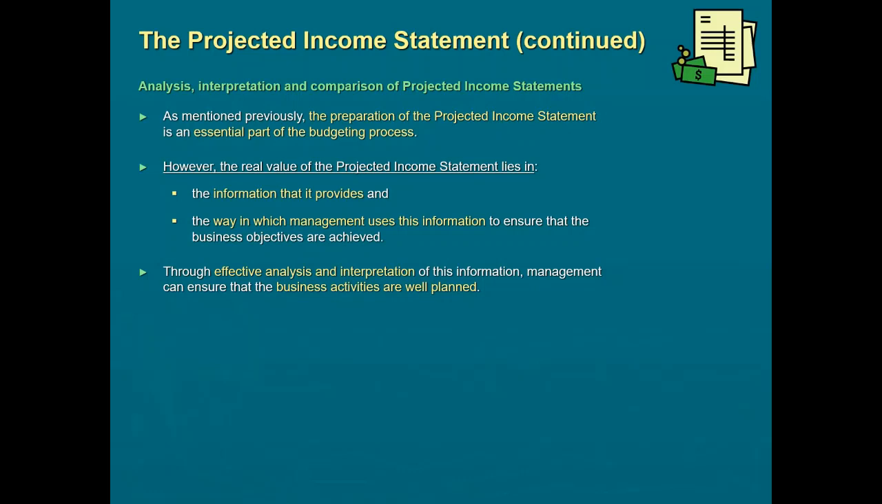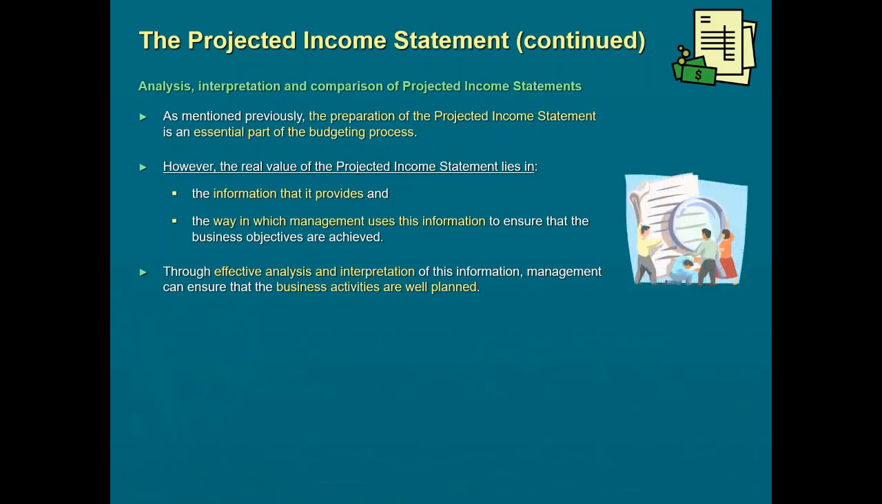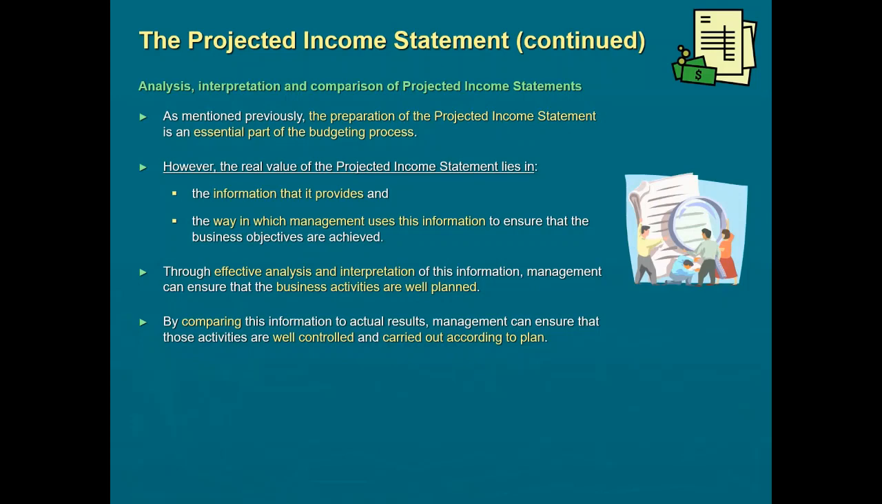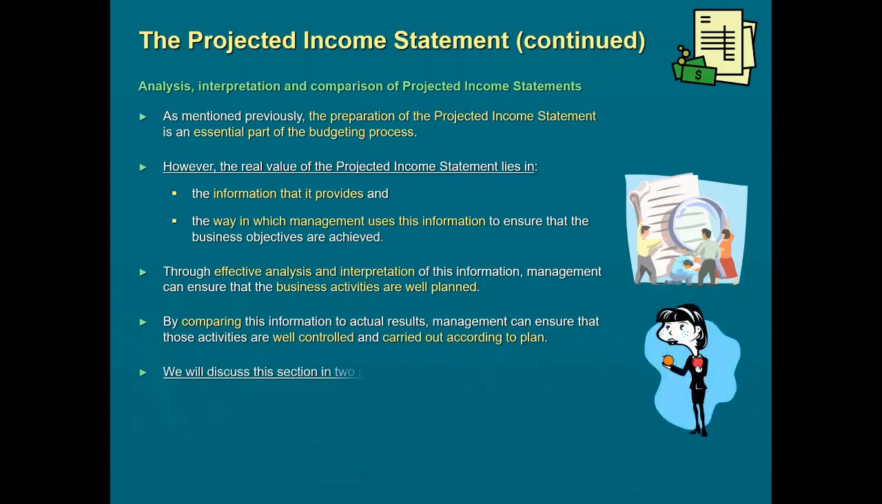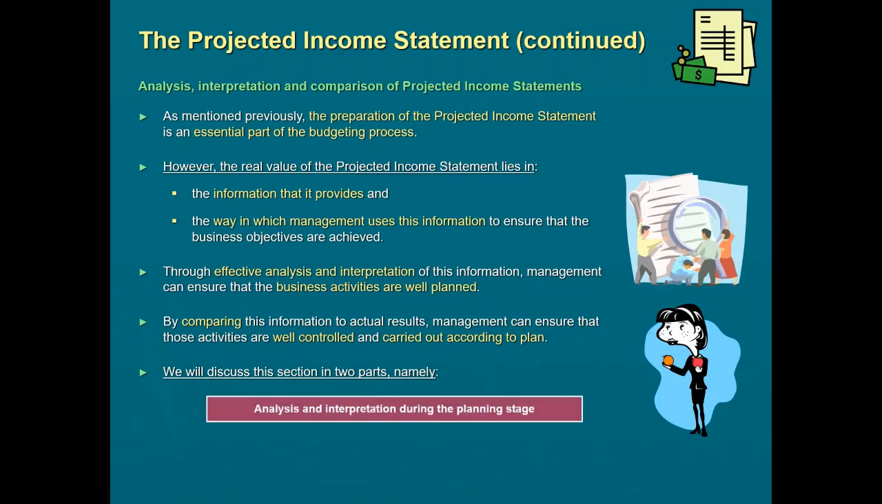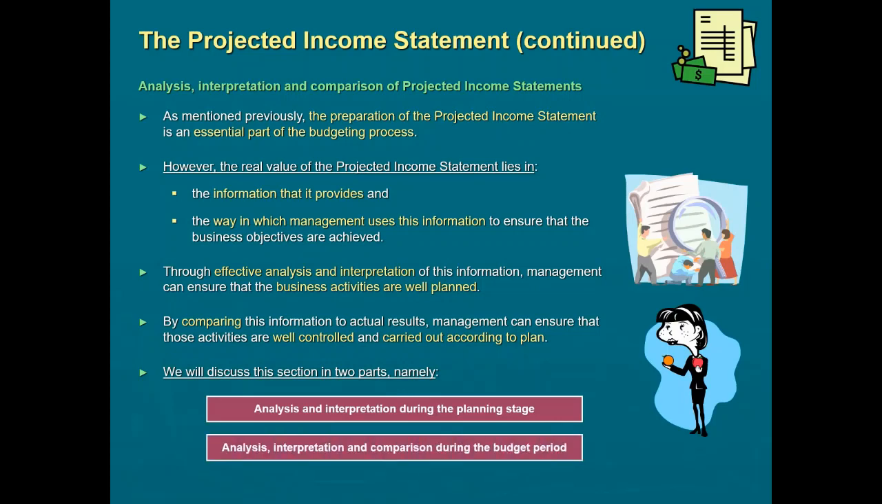Through effective analysis and interpretation of this information, management can ensure that the business activities are well planned. By comparing this information to actual results, management can ensure that those activities are well controlled and carried out according to plan. We will discuss this section in two parts, namely analysis and interpretation during the planning stage and analysis, interpretation and comparison during the budget period.